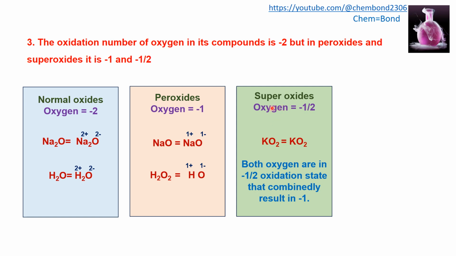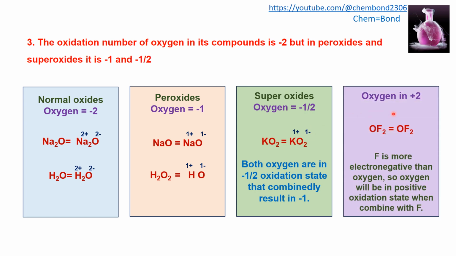In the case of superoxide, in which oxygen has minus half oxidation number, we will take the example of potassium superoxide. Potassium belongs to the first group, so it will have plus 1. In order to balance it, we put minus 1 over these 2 oxygens. Now there are 2 oxygens, so each oxygen has minus half. Minus 1 is for 2 oxygens, each single oxygen has minus half, and two minus halves produce minus 1.